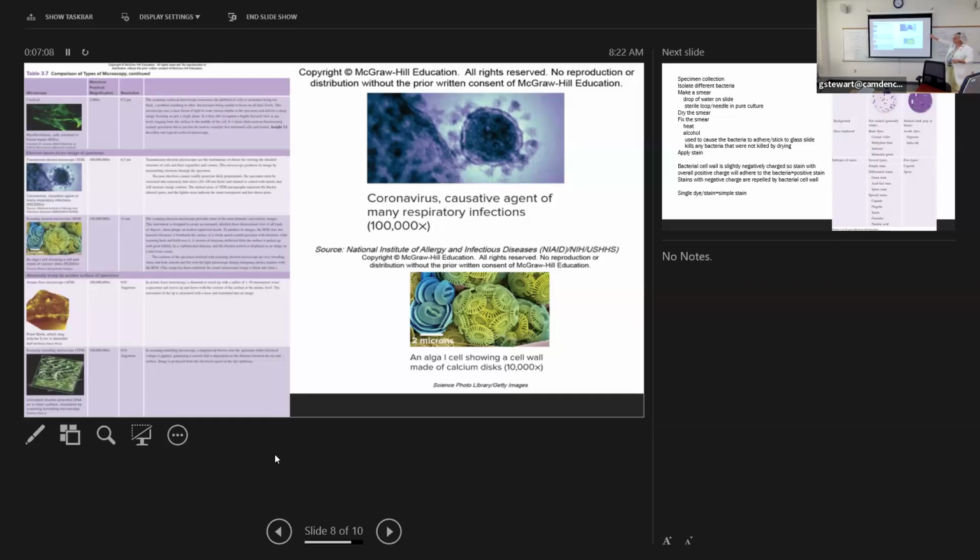This is a picture of a virus. All viruses have to be, if you want to see a virus, viruses, cell organelles, cell membrane. Any of those things, if you want to study those, you need an electron microscope.